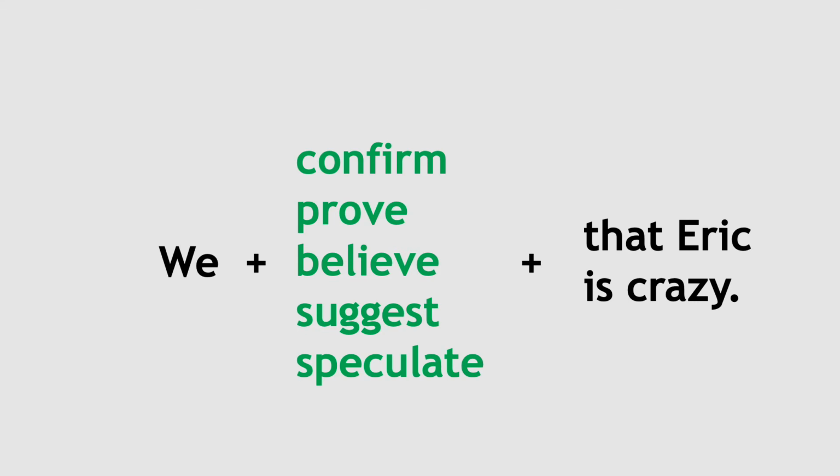Similarly, we can use first-person subject pronouns such as I or we with the active form of the verb, such as we confirm that Erik is lazy or crazy, or we prove that Erik is crazy, believe that Erik is crazy. So you can see from confirm to speculate or guess, we have a scale of modality from high possibility or high certainty to a low possibility.